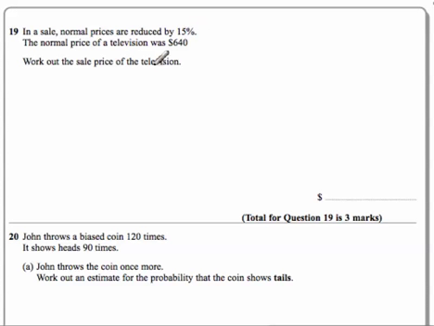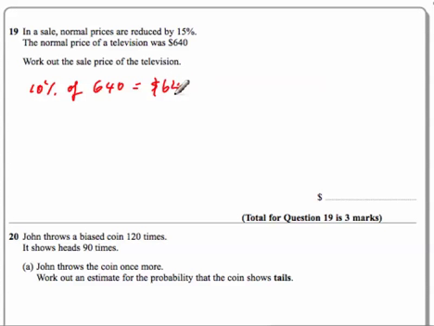Reduced by 15%. Okay, well, let's see. I could find out what 1% is. Or I could work out what 10% is. Maybe 10% would be good. So let's work out what 10% is. 10% of $640, well, to find 10% of anything, we just divide it by 10, don't we? So that would be $64.